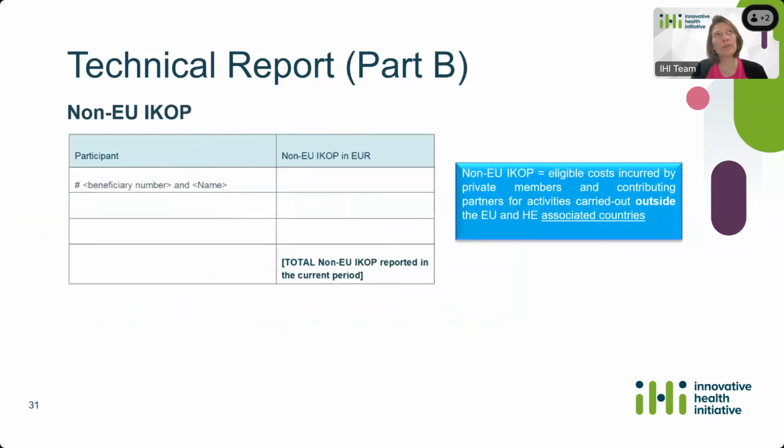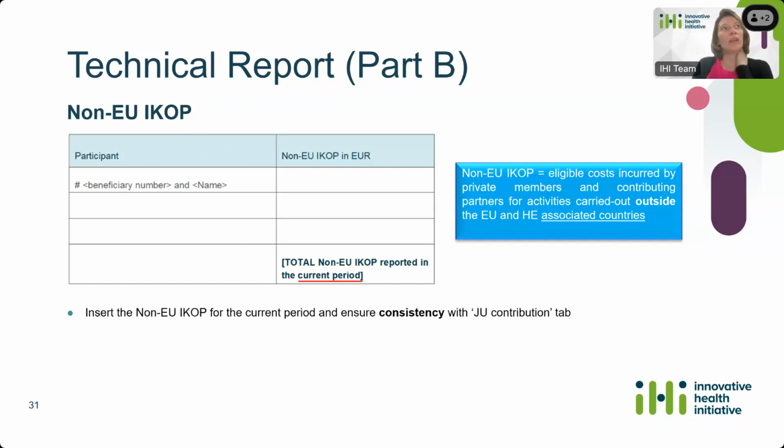And then there is also a table on non-EU IKOP in the part B of the technical report. So just a small reminder, what is non-EU IKOP? It consists of the eligible costs incurred by private members and contributing partners for activities that are carried out outside the EU and outside the associated countries to others in Europe. And so what is expected in this table is to insert the non-EU IKOP for the current period, and again to ensure that values are consistent with what has been included in the GU contribution tab.